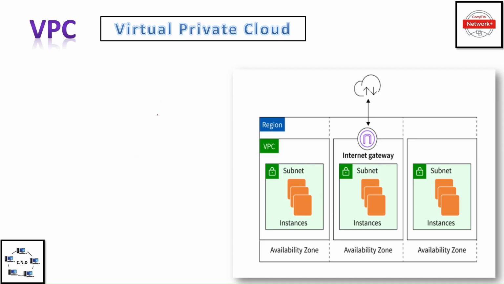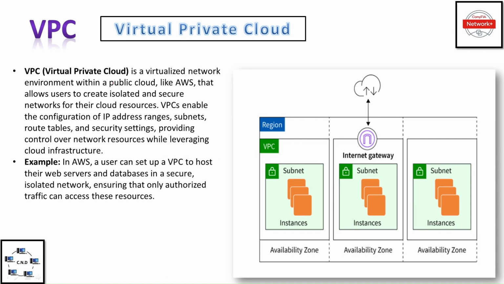VPC, that is Virtual Private Cloud. VPC, Virtual Private Cloud, is a virtualized network environment within a public cloud like AWS that allows users to create isolated and secure networks for their cloud resources. VPC enables the configuration of IP address ranges, subnets, route tables, and security settings, providing control over network resources while leveraging cloud infrastructure. For example, in AWS, a user can set up a VPC to host their web servers and databases in a secure, isolated network, ensuring that only authorized traffic can access these resources.